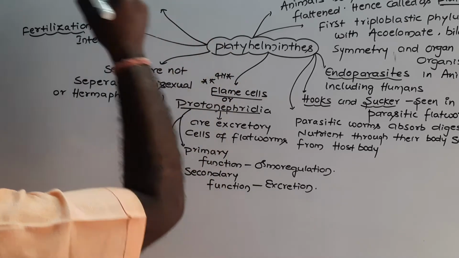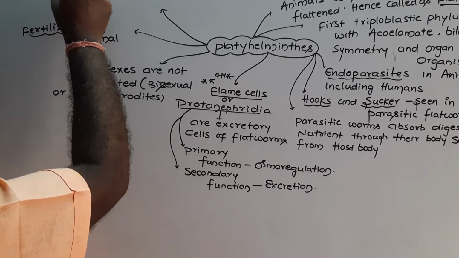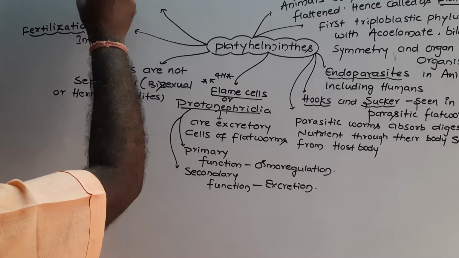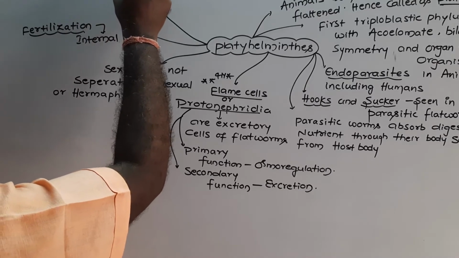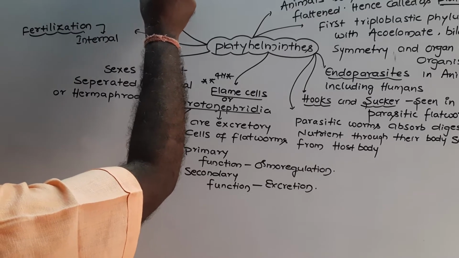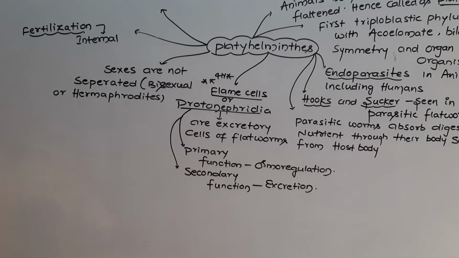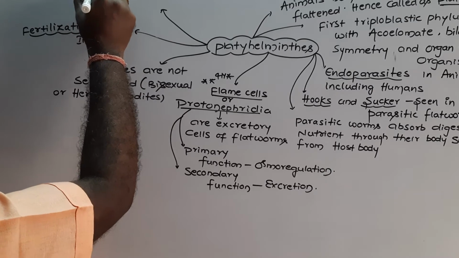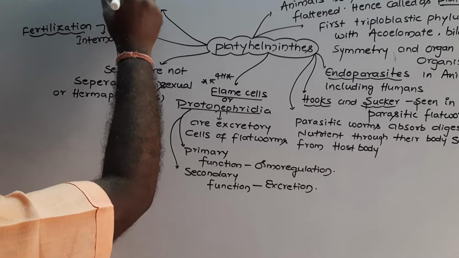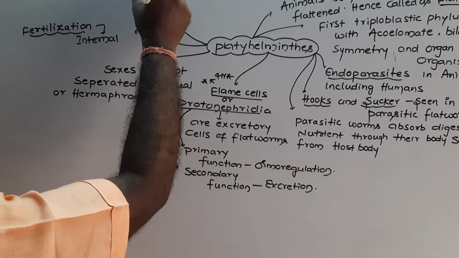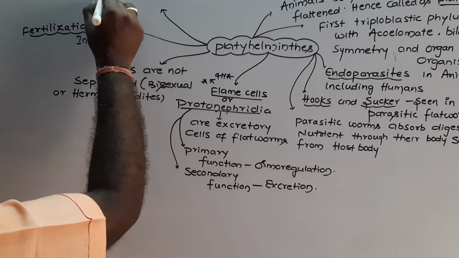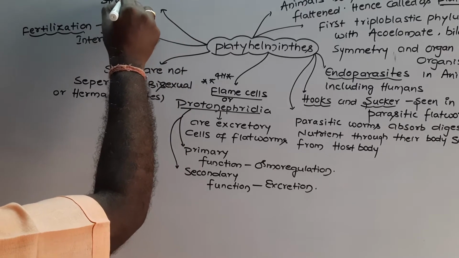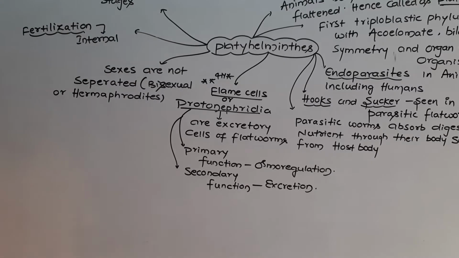And what about the development? I think everybody knows this. Development is surely indirect. I clearly mentioned in the above classes, if the development is indirect, surely it must have a larva with many larval stages. Development is said to be indirect with many larval stages. One of the most important bits it is.